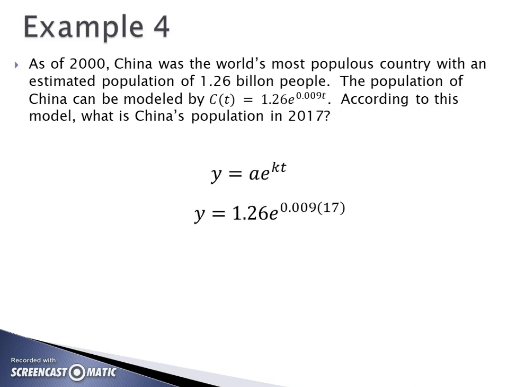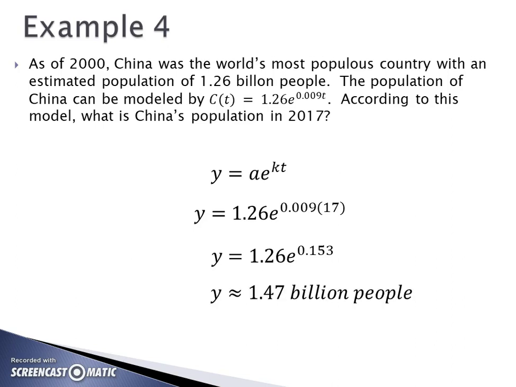We're going to go ahead and multiply 0.009 and 17 and get 0.153. And then we're going to type that in our calculators. 1.26 e to the 0.153. And we get about 1.47 billion people.